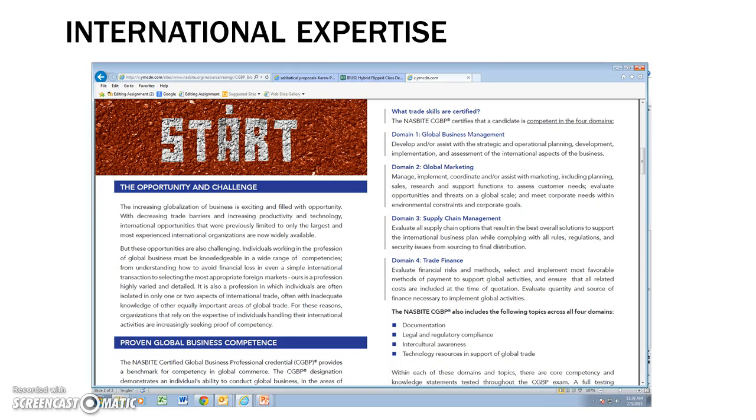We'll spend the semester helping you to develop international expertise. But if you'd like to get tested and demonstrate to an employer or prospective employer that you have acquired this international expertise, you might consider the CGBP, which is a Certified Global Business Professional designation that's acquired through a fairly rigorous exam that goes over 4 domains, which you can see on the slide: global business management, global marketing, supply chain management, and trade finance.